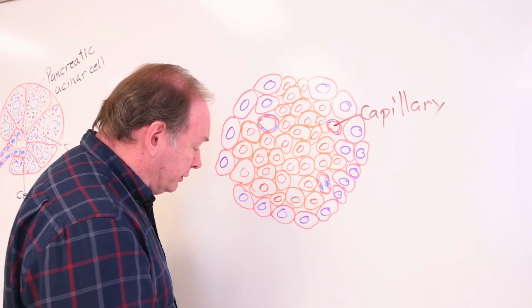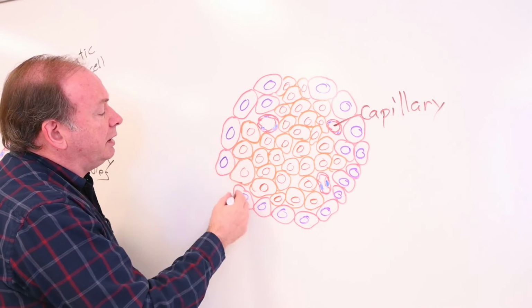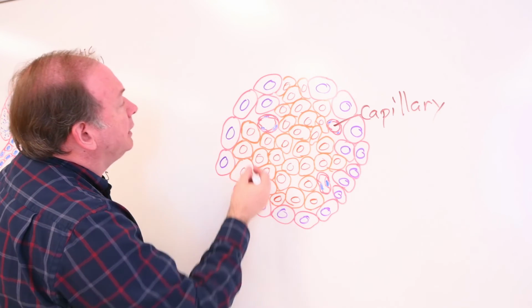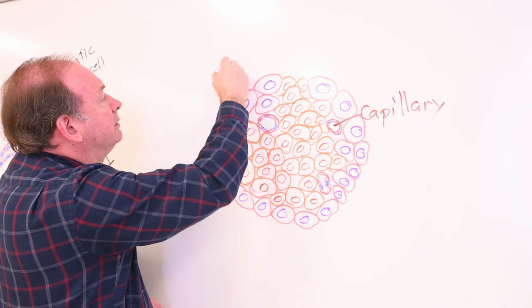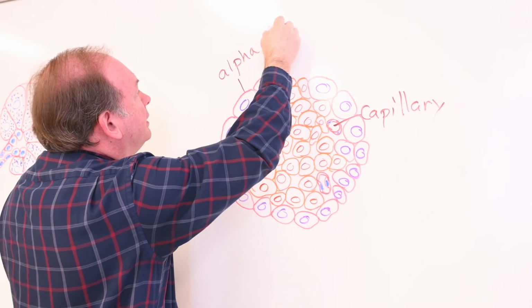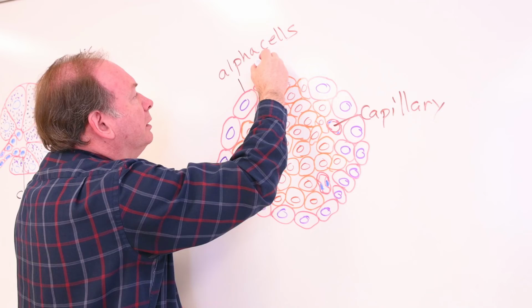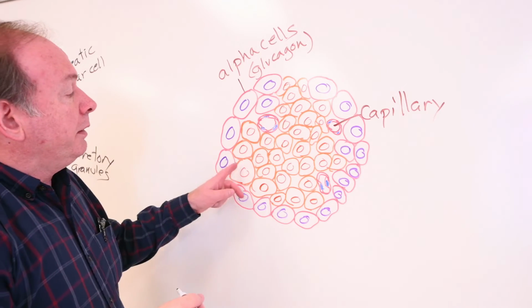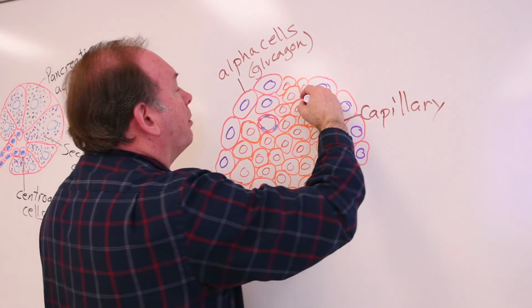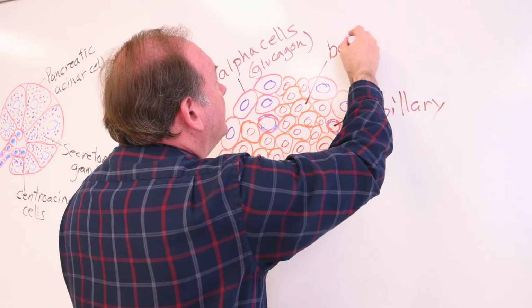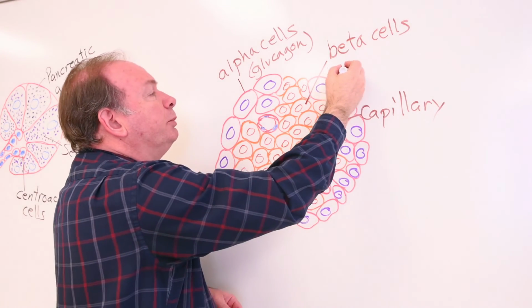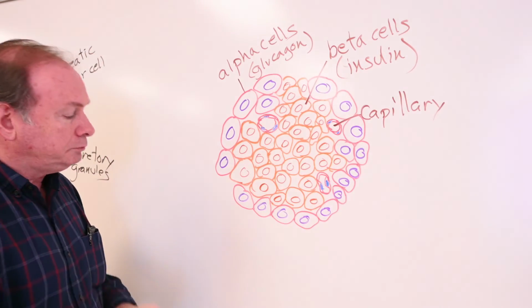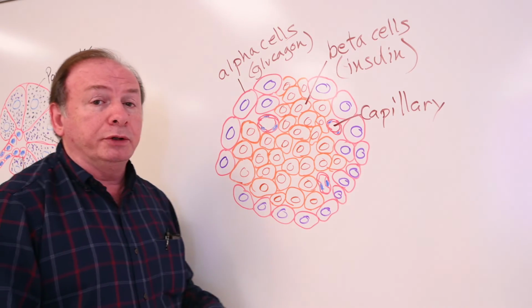I've drawn two different colors of cells in here. The outer ones over here with the red margin and the purple nucleus that you see around the edge, these are what we refer to as alpha cells. Alpha cells produce glucagon, the hormone glucagon. The other cells in here that are in orange, these are beta cells. These produce the insulin. So those are the two primary hormones.